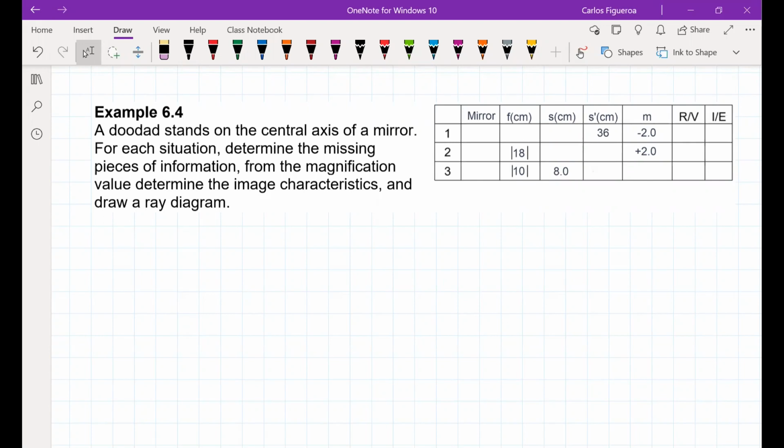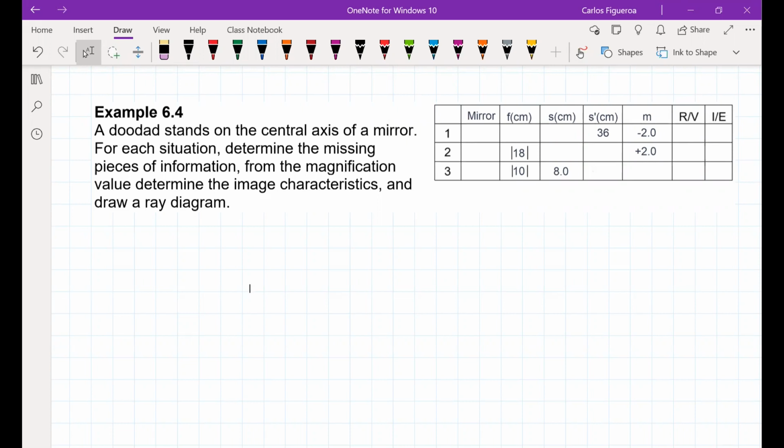A doodad stands on the central axis of a mirror. For each situation, determine the missing pieces of information. From the magnification value, determine the image characteristics and draw a ray diagram.